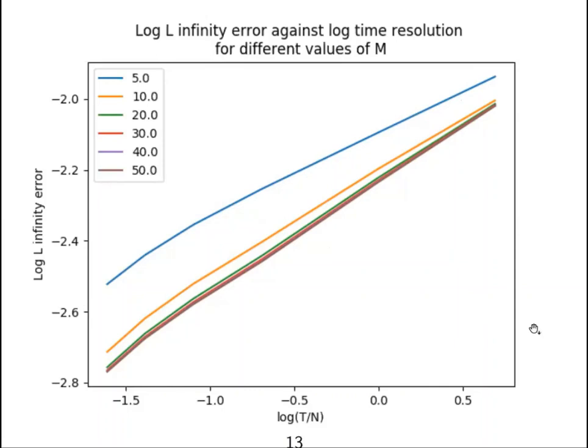And then the different lines represent the different values of n. Obviously we're solving a PDE, so there's the spatial resolution to worry about as well. So the different lines give you how many points you have on the spatial axis. And you can see that the more points you have on the spatial axis, the less error you get as well, which is again what you would expect.